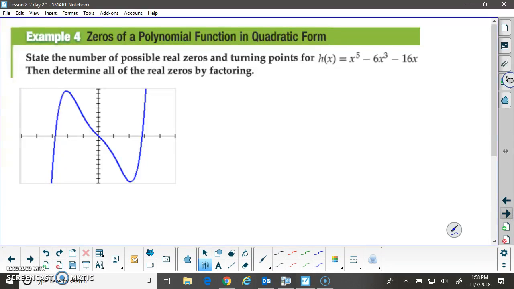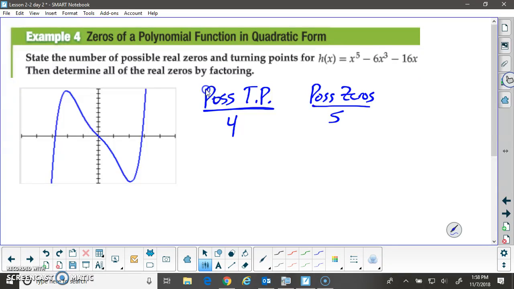Example 4 says, state the number of possible real zeros and possible turning points. Well, you can see here that since it's a fifth degree polynomial, there's 4 possible turning points, and then the possible zeros should be 5, same as the degree. Now, if you look at the graph, there's actually only 2 turning points. It doesn't actually have 4 turning points, but the possible turning points is always 1 less than the degree. So then it says determine all the real zeros by factoring.